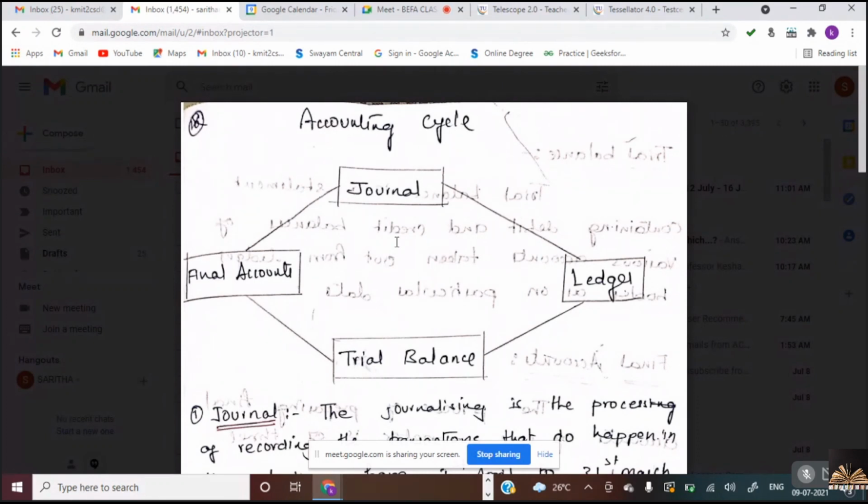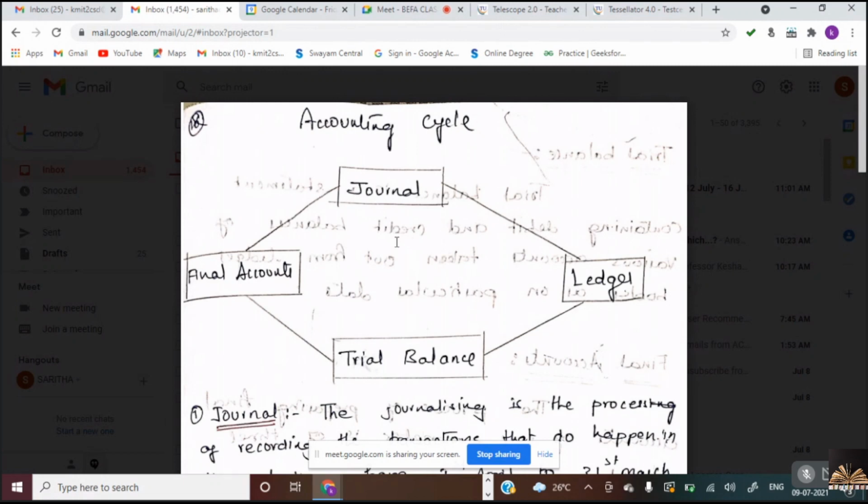And here, how do we pass the journal entries? Passing of journal entries would be done based on rules, which we'll do in the next class. They are classified into personal account, nominal account and real account. The rule for personal account is different. The rule for nominal account is different. The rule for real account is different. So we have to know which transaction comes under which category and what is the rule to pass the journal entry. Is that clear?